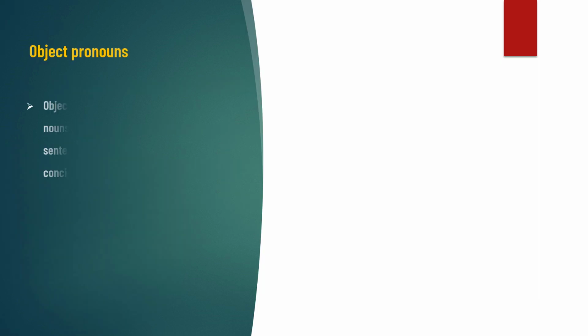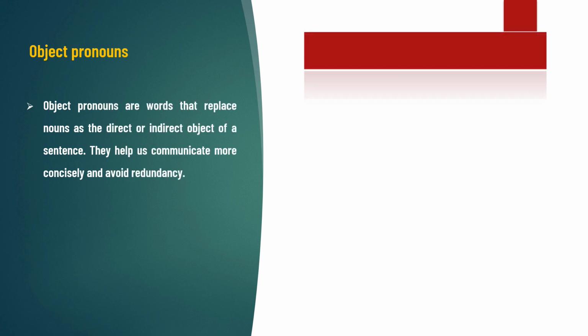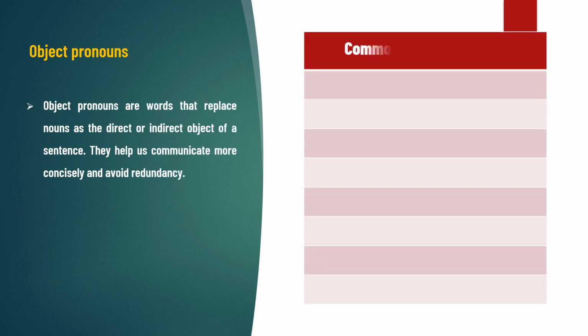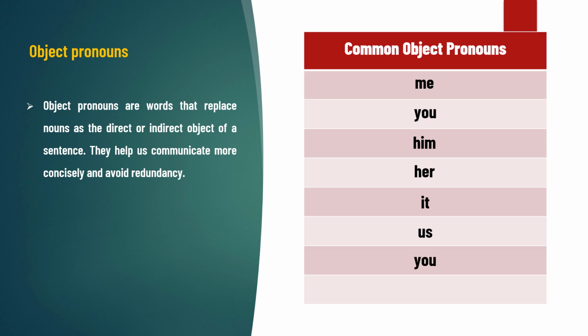Common object pronouns. Here are the most common object pronouns in English: me, you, him, her, it, us, you, them. These pronouns replace nouns that receive the action of the verb.